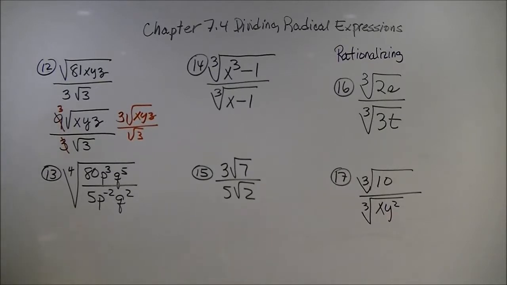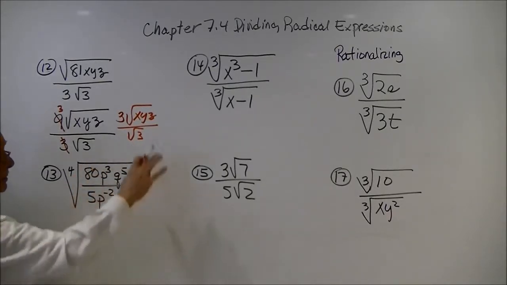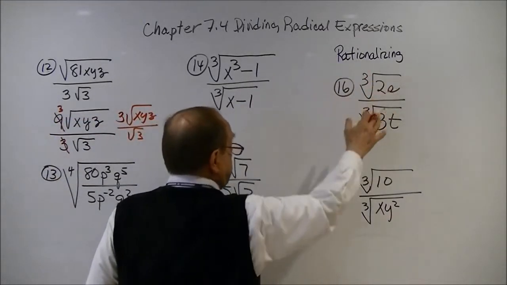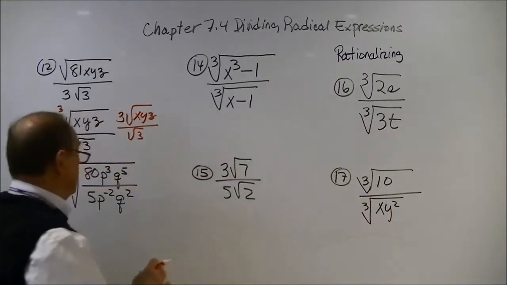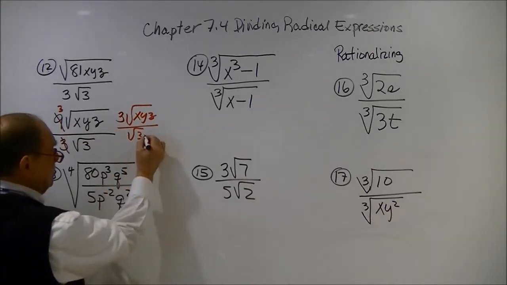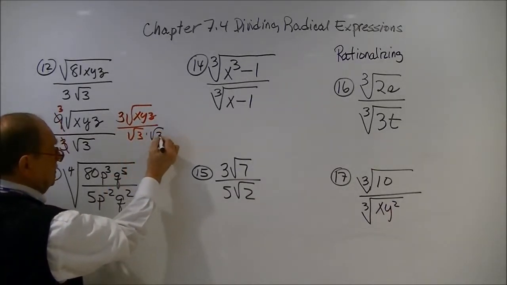Now, they didn't ask us to do this, but in order to solve this, we're going to have to do something we're going to start in a few moments, which is called rationalizing the denominator. And we have to rationalize this denominator by multiplying it by the square root of 3.